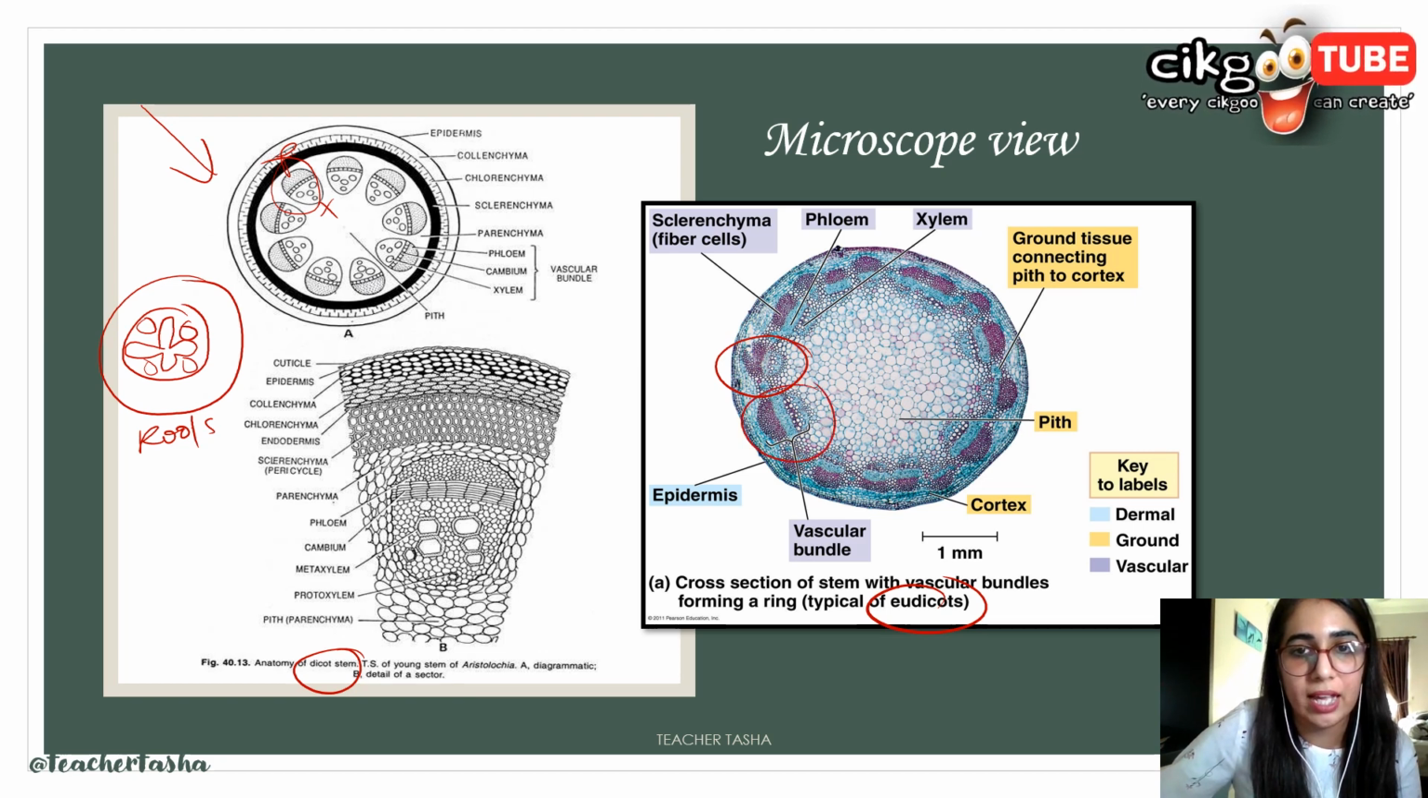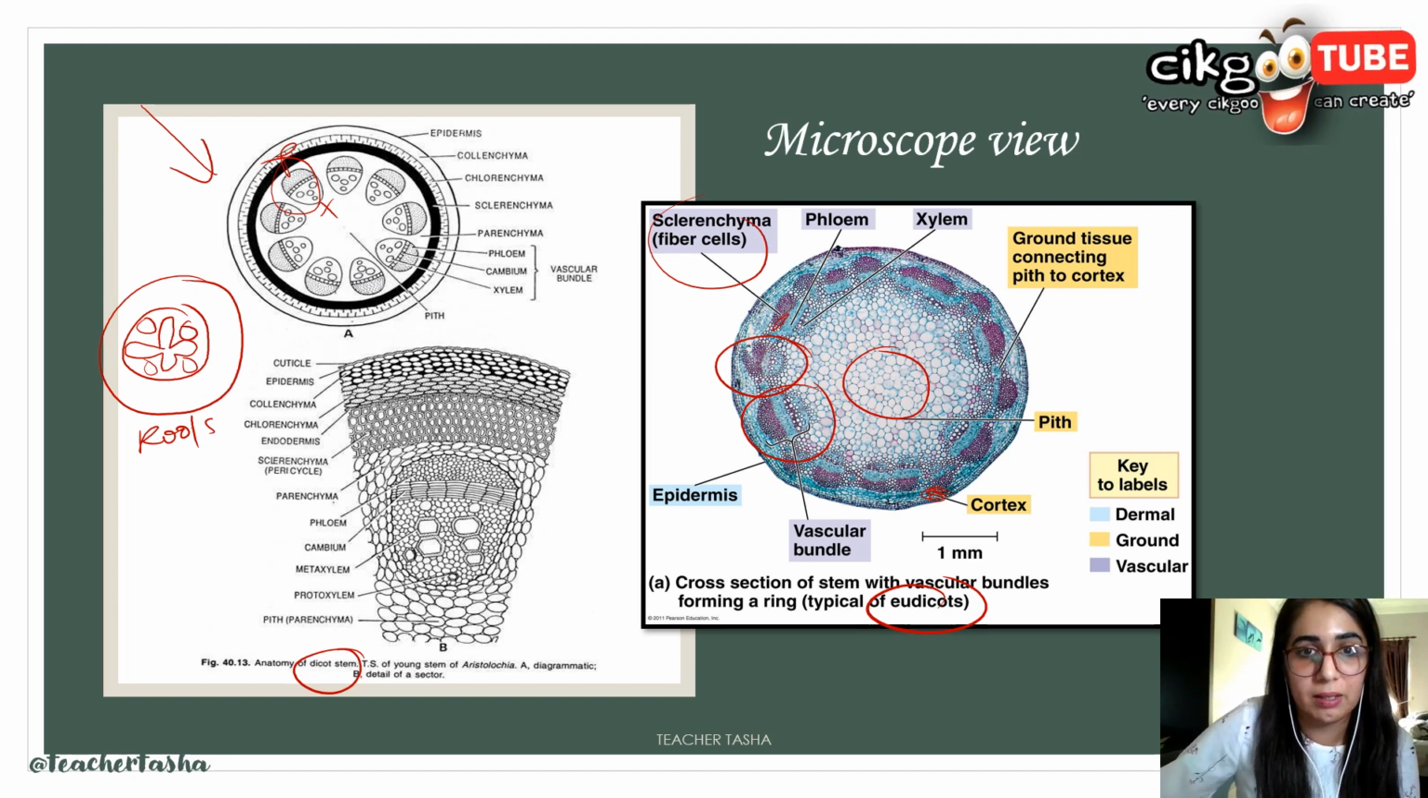They have the epidermis, the outer part, and then we have the cortex after the epidermis. The pith is in the middle, usually made up of ground tissues. And then we have the sclerenchyma, over near towards the vascular tissues to provide support.